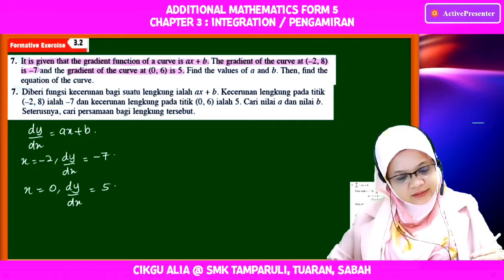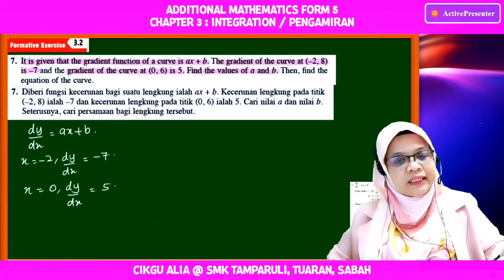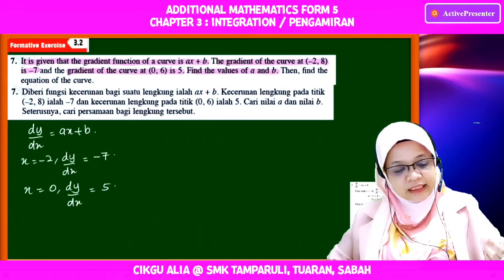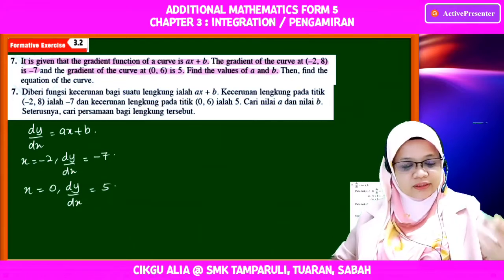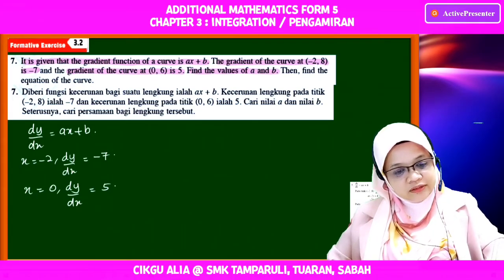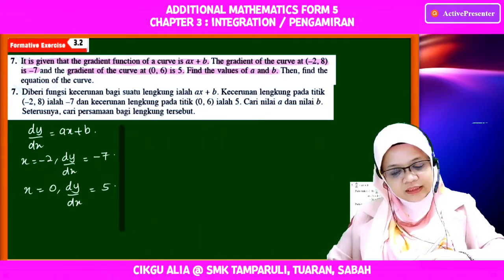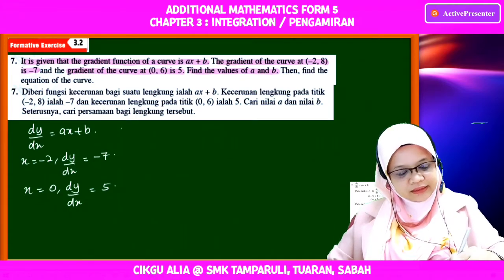Next, find the values of a and b. So kita nak cari nilai a dan b. Ada dua unknown yang kita nak cari, maknanya kita perlukan dua persamaan and solve by using the simultaneous equation. Then find the equation of the curve. So macam mana kita nak bentukkan dua persamaan tersebut daripada dua pernyataan, two statements.